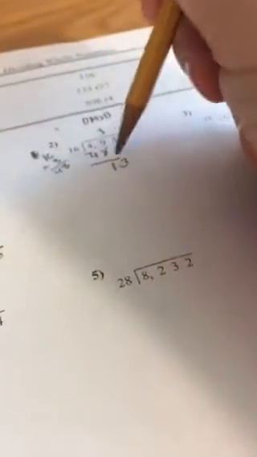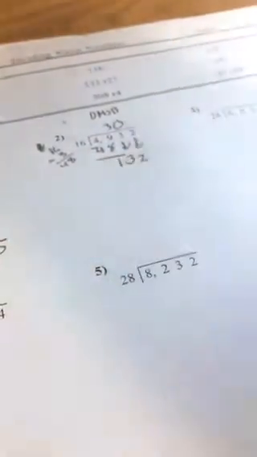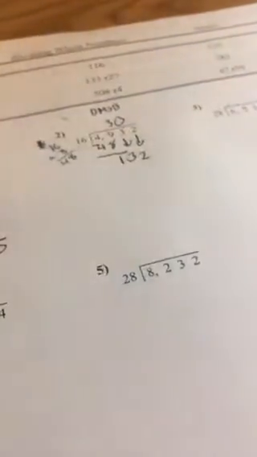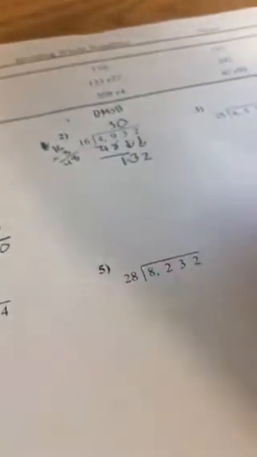Bring down my 3. And then this is like a tricky part where some people might get stuck. 16 goes into 13. It doesn't. It goes in 0 times. So you have to put your 0 up top. All right. Now you can bring down your 2. So you have 132.